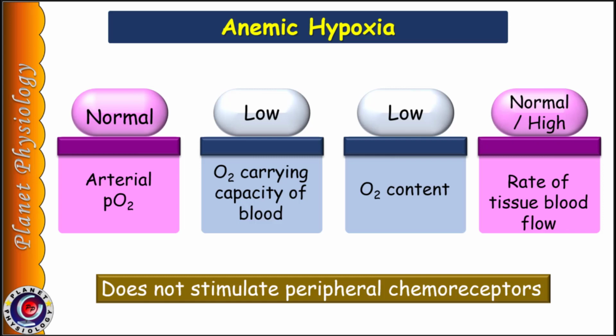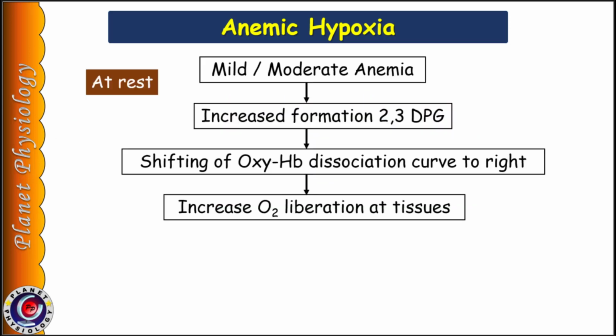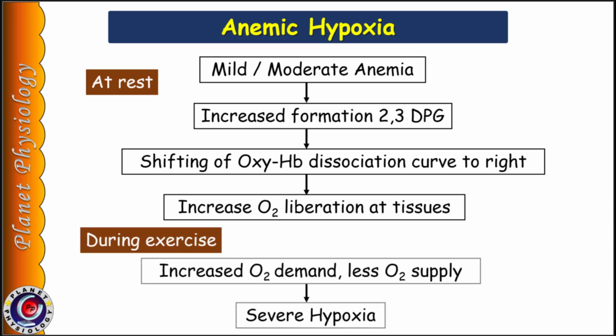In mild to moderate anemia, oxygen supply in the tissue is not much affected due to rise in 2,3 DPG levels, which shifts oxyhemoglobin dissociation curve to the right and facilitates oxygen delivery to the tissues. But these persons develop severe hypoxia during exercise due to increased oxygen demand.